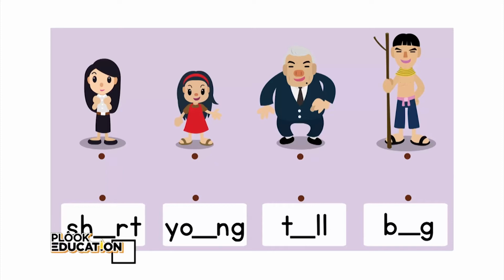Let's see. Our first word starts with SH, but then there is a missing letter. Do you know what letter is missing here? Yes. What is it? O. S-H-O-R-T. Short, right? Yes. What picture does this go with? 1, 2, 3, or 4? 2. Picture number 2. The girl in the red dress, right?